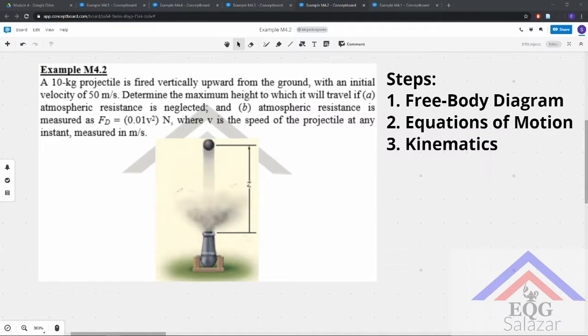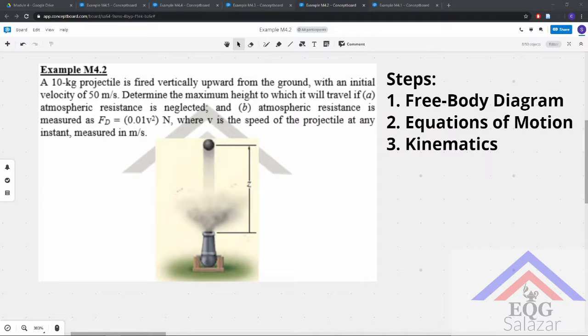Example M4.2: a 10 kilogram projectile is fired vertically upward from the ground with an initial velocity of 50 meters per second. Determine the maximum height to which it will travel if A, atmospheric resistance is neglected, and B, atmospheric resistance is measured as 0.01 v squared Newton, which basically says that the atmospheric resistance is a function of the velocity, where v is the speed of the projectile at any instant measured in meters per second.